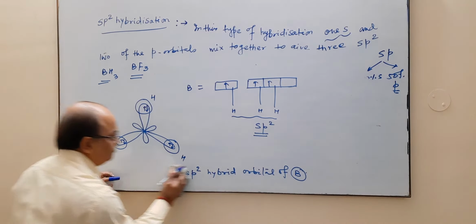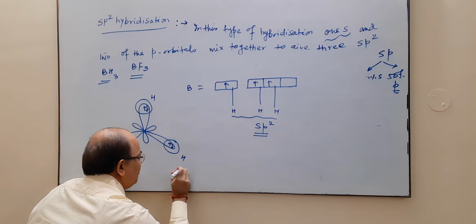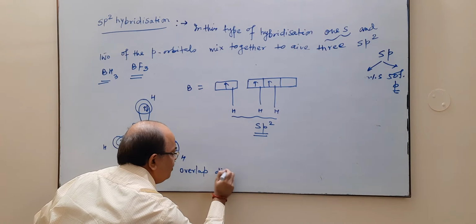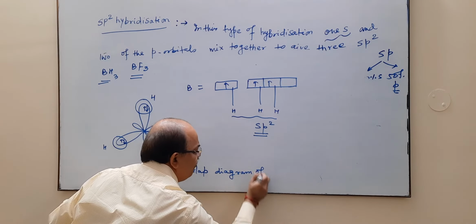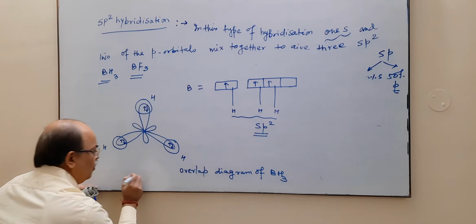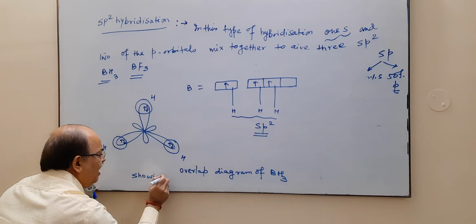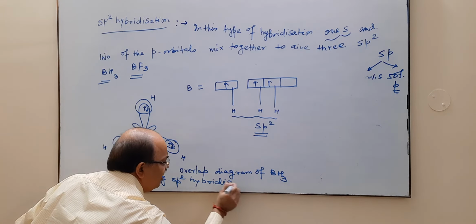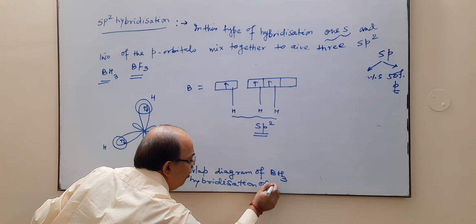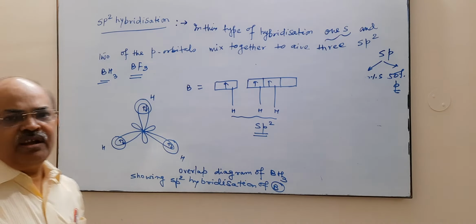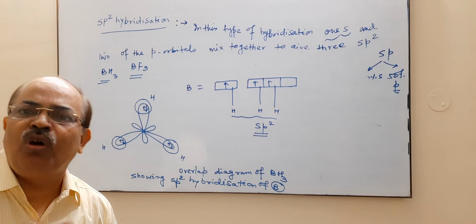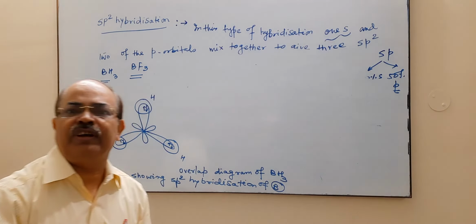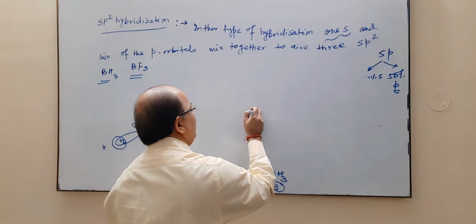Now you can write, this is the orbital overlap. This is the overlap diagram of BH3, showing sp2 hybridization of boron. आप इसको इस तरीके से भी शो कर सकते थे. व्हाट इज द अनदर वे? द अनदर वे इज लाइक दिस.